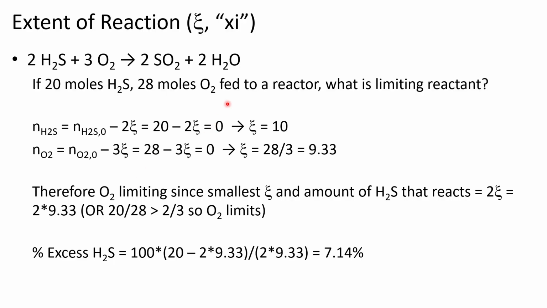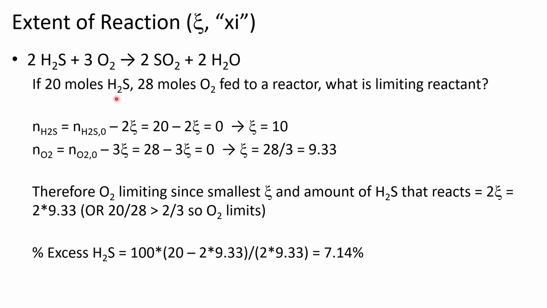Let's use this concept of extent of reaction to determine the limiting reactant for the very same problem we looked at using the ratio of the stoichiometric coefficients. If 20 moles of hydrogen sulfide and 28 moles of oxygen are fed to a reactor, what's the limiting reactant? We can determine which one's limiting by calculating the value of xi, the extent of reaction that would be required for complete consumption of each of these species.